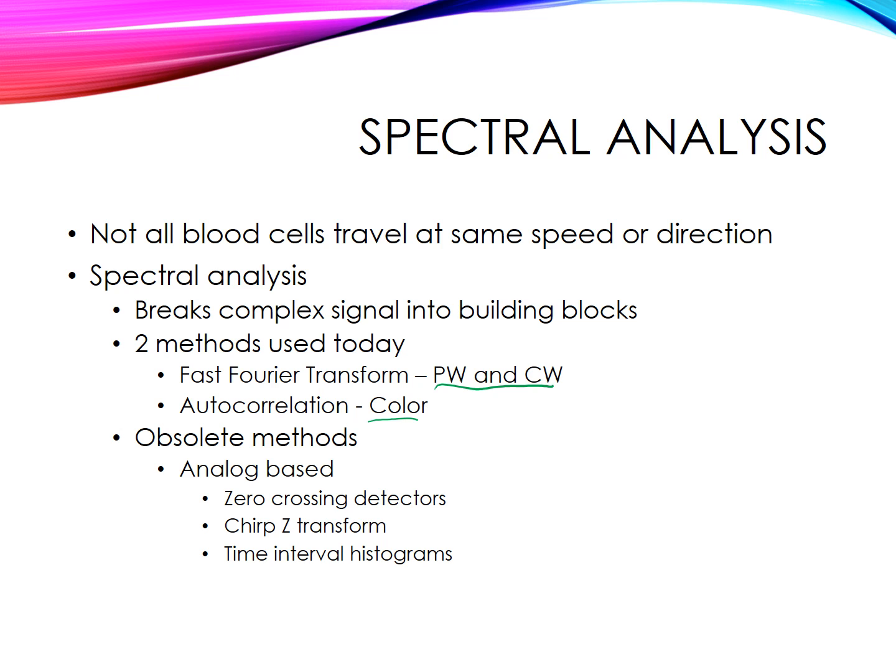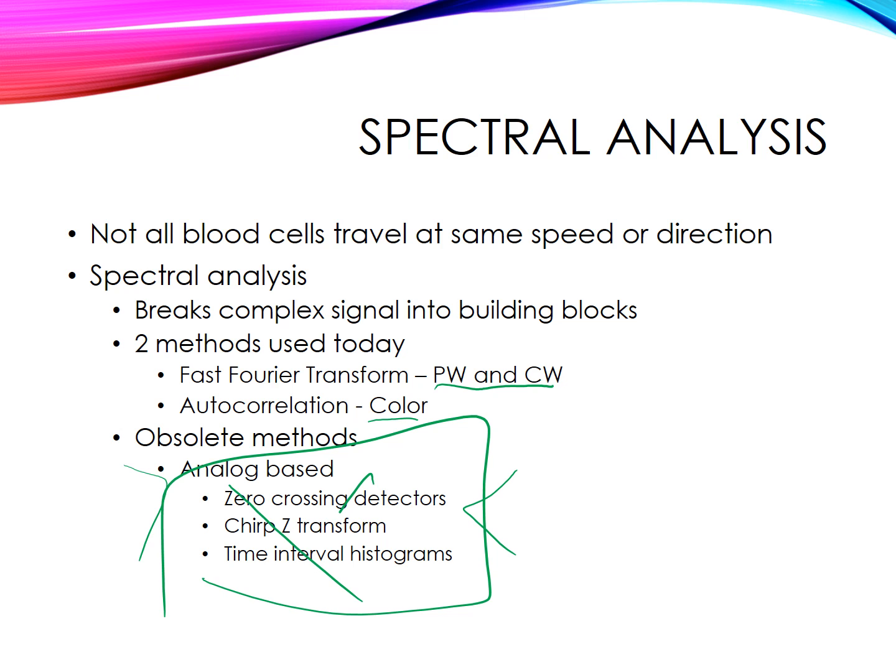There are obsolete methods because they are analog based. Again, remember we're in this digital world now with our machines, but you do still need to recognize that zero crossing detectors, chirp Z transform, and time interval histograms were all ways that we identified those blood cells and changed it into a spectral analysis. But again, these are all obsolete. We don't use these anymore. So fast Fourier transform and autocorrelation are current day use.